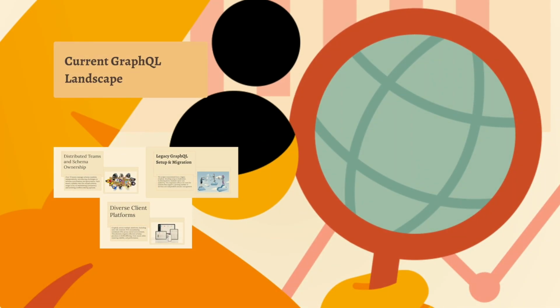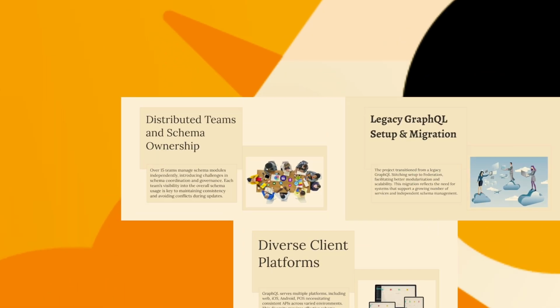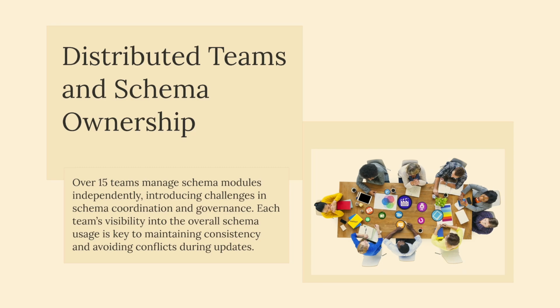Now we're going to talk about the current landscape of GraphQL at Heijn. So we have 20 plus teams who are owning their modules independently. And the teams are in power of their schema governance. And each team clearly sees the overall schema usage in the platform on a big scale. Because it's important to understand how your team contributes to the whole product.